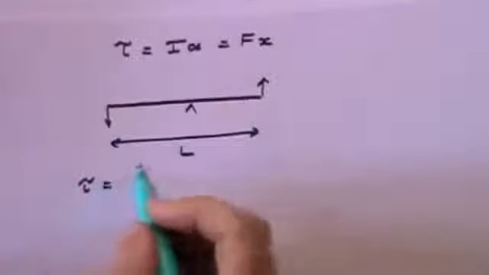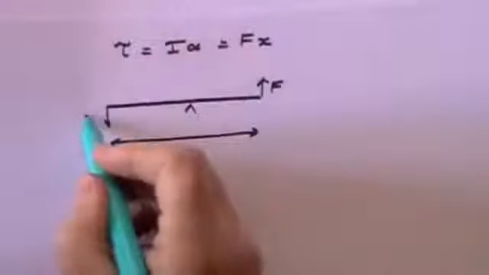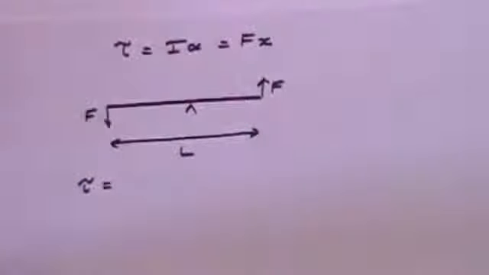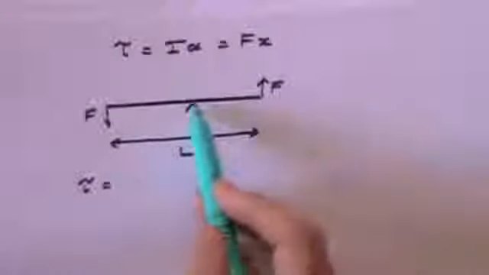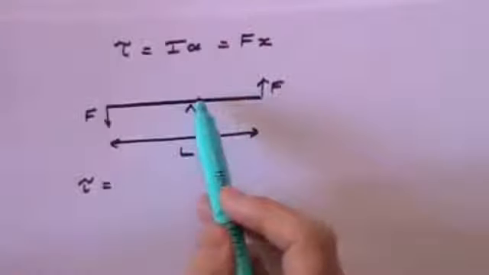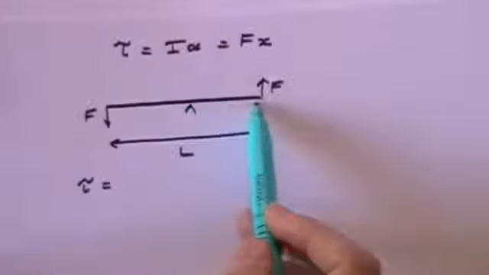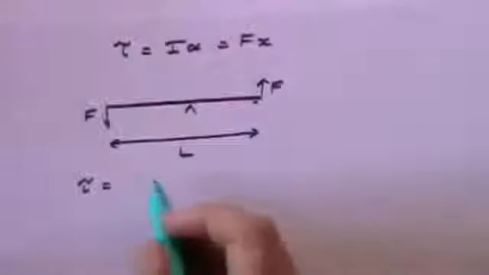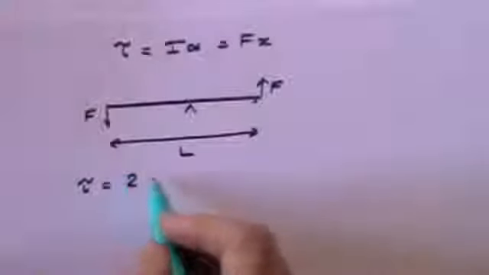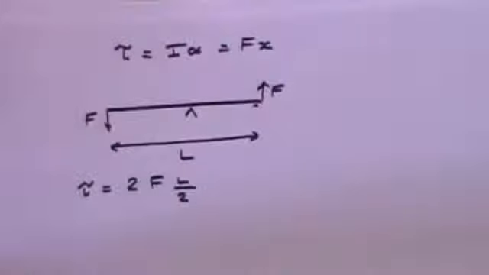then we know that the total torque will be twice. This is a force here, and this is the same force magnitude here. We know that the total torque is going to be twice the force times the distance, because you've got force times distance this side and force times distance this side, and each of them is going to be L/2 away. So this is going to be twice times the force times the distance, which is L/2.